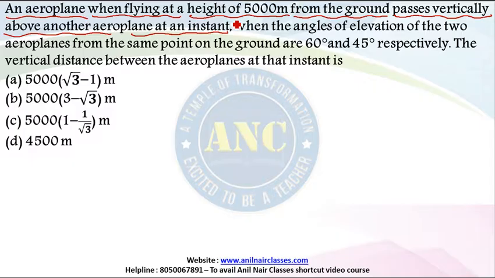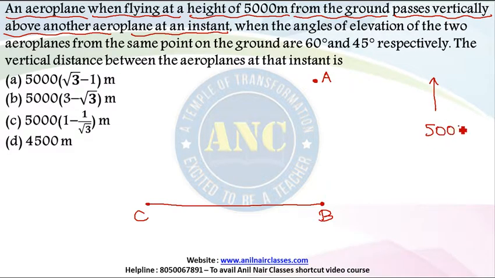An aeroplane when flying at a height of 5000 meters from the ground. This is the ground, sir. Right? This is the ground. This point I will call B. This point I will call C. Now, there is an aeroplane which is flying here at a height of 5000 meters from the ground. According to the question, AB is 5000 meters.